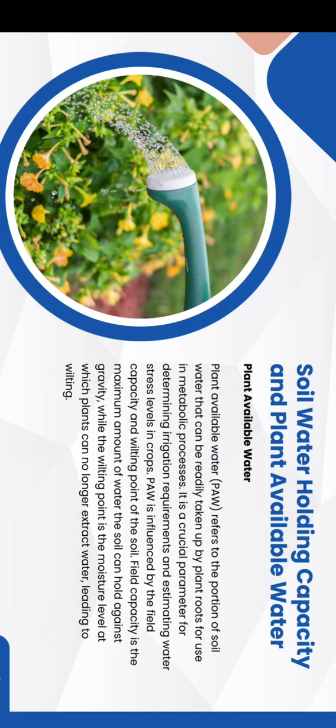Plant available water. Plant available water refers to the portion of soil water that can be readily taken up by plant roots for use in metabolic processes. It is a crucial parameter for determining irrigation requirements and estimating water stress levels in crops. Plant available water is influenced by the field capacity and wilting point of the soil. Field capacity is the maximum amount of water the soil can hold against gravity, while the wilting point is the moisture level at which plants can no longer extract water, leading to wilting.